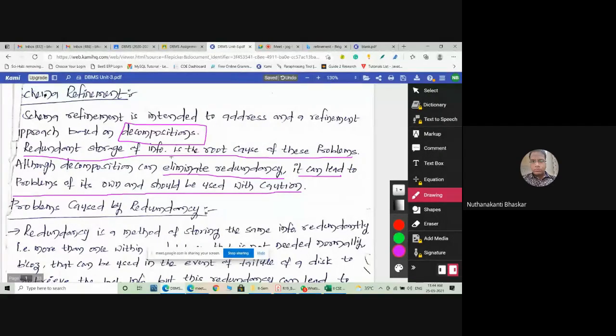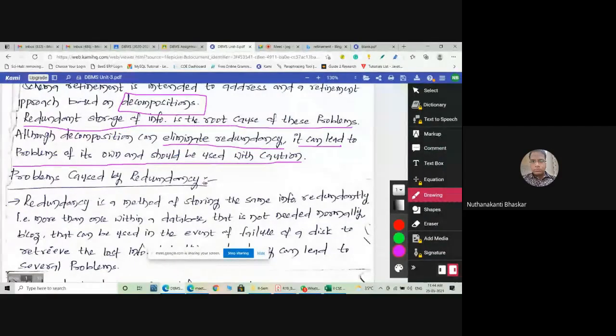All of you clear about this? With schema refinement? All of you clear? Hello? All of you clear about schema refinement? Clear, sir.